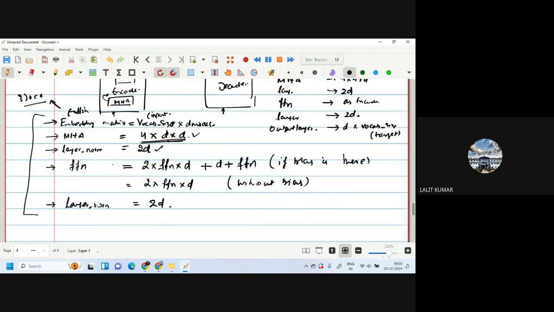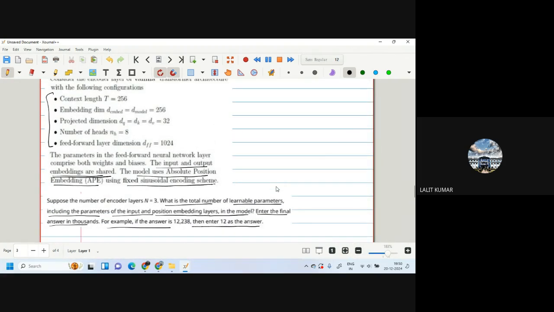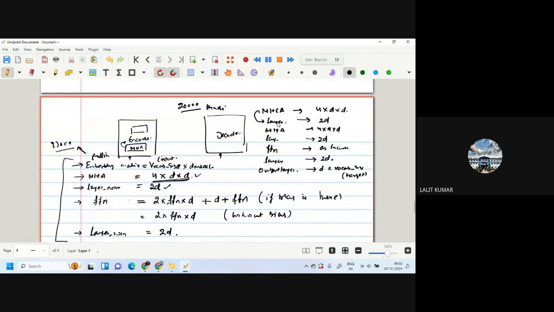And as you have more layers, you multiply by the number of layers. The problem in this question is that it is asking to include the parameters of the input and position embedding layers in the model's learnable parameters. The position embedding layer is sinusoidal and fixed, so there is no parameter for this. So there can be only the embedding layer. Second, they are saying that input and output embeddings are shared. It means the output layer and input layer of the encoder and decoder are only one, because they are being shared. They are the same.